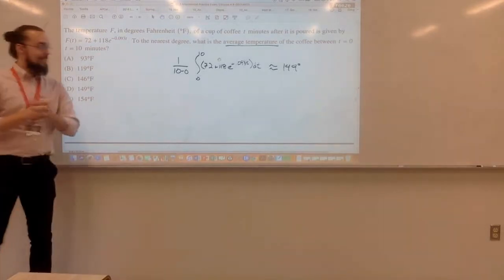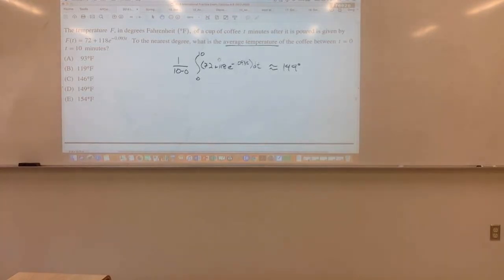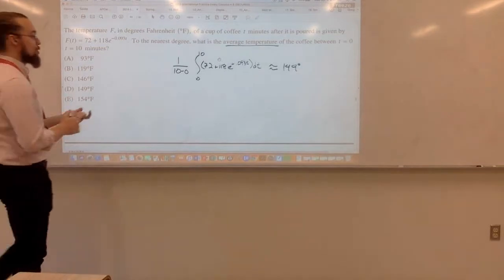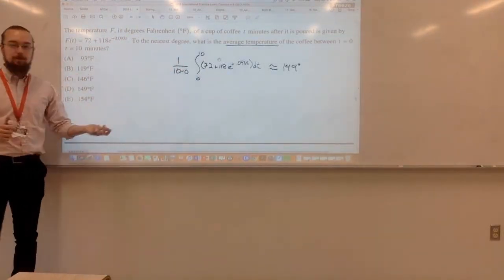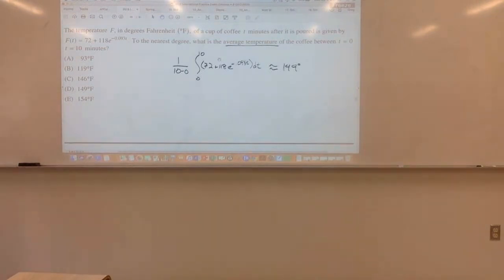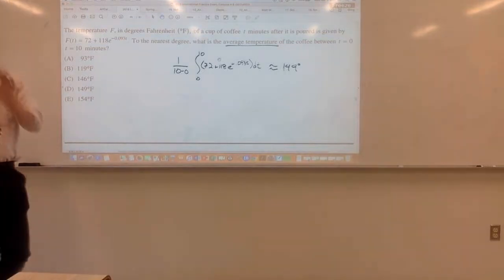Alright, for this one, this is average value. So average value, we're just taking the integral of the function and multiplying that by 1 over b minus a. So in this case, 1/10 times the integral from 0 to 10 of our function. I think we plug that in the calculator, we get about 149 degrees. Yeah, if you round up. That's what they ask you to do, the nearest degree. You okay with that one?